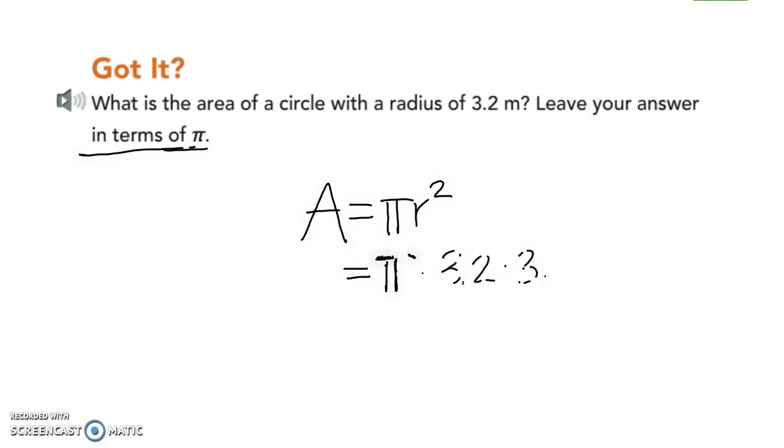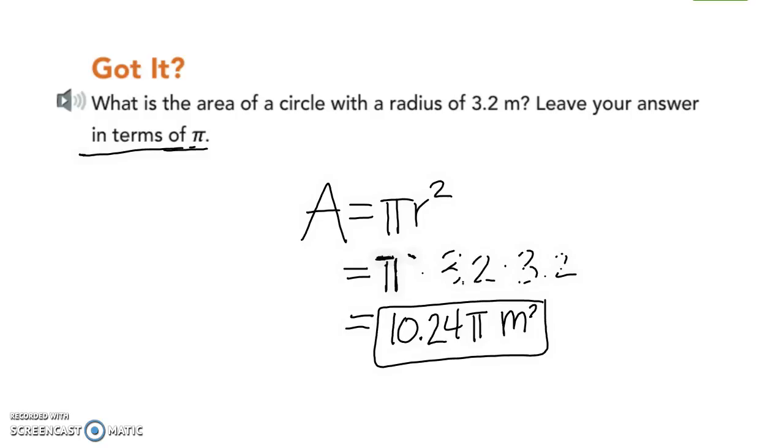So I'm going to multiply that times itself. So 3.2 times 3.2, I just punched that in the calculator. Squaring that is 10.24, and then just the pi symbol. Our units here are meters squared. Okay, area is always square units.